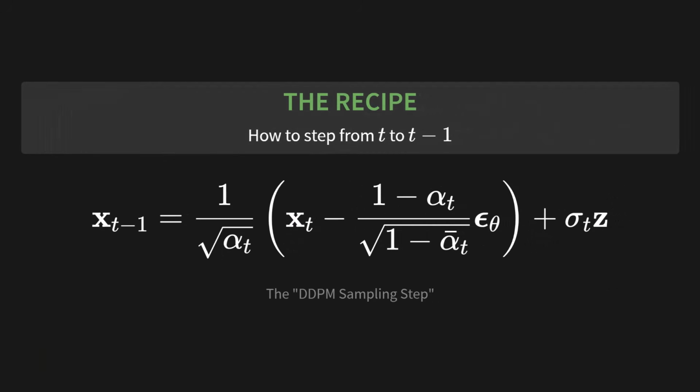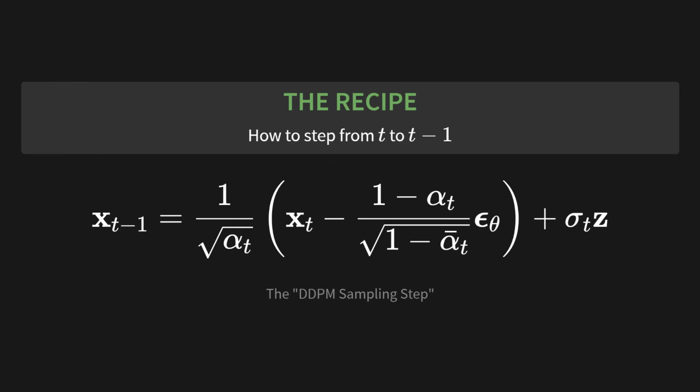And this is the recipe for how to walk. This formula here is the famous DDPM sampling step. It tells us exactly how to get from our current image, x sub t, to the previous, slightly cleaner image, x sub t minus 1. Now, I know it looks intimidating. All these alphas and epsilons and sigmas, but the intuition is actually quite simple. Let's break it down into 3 easy steps.